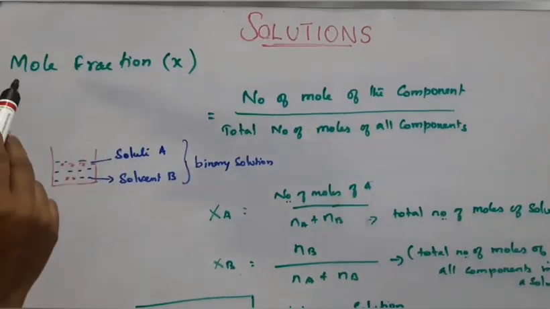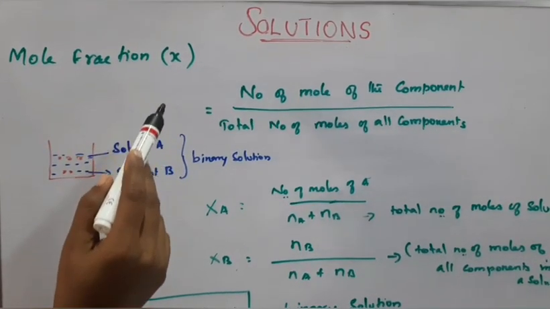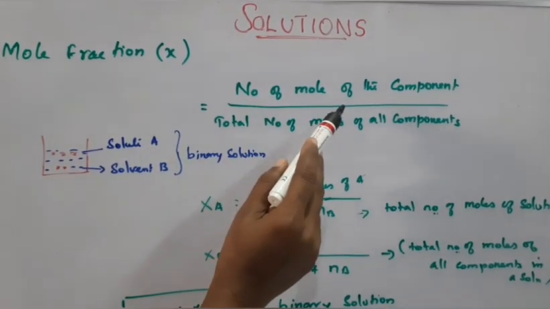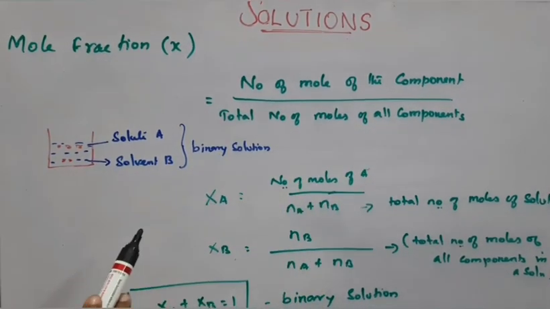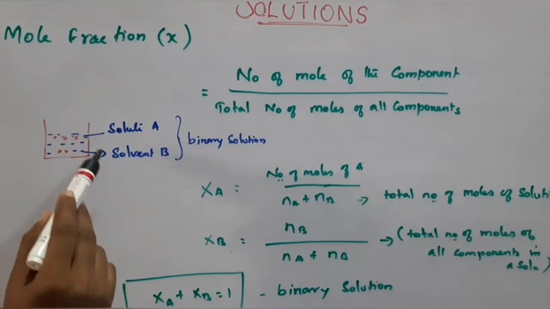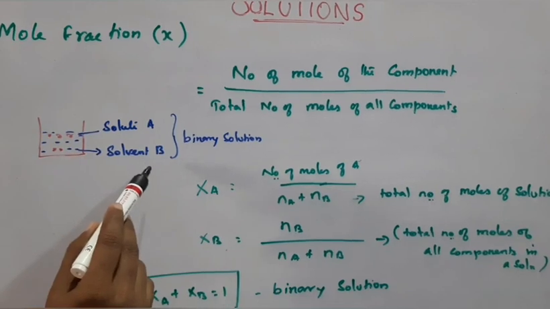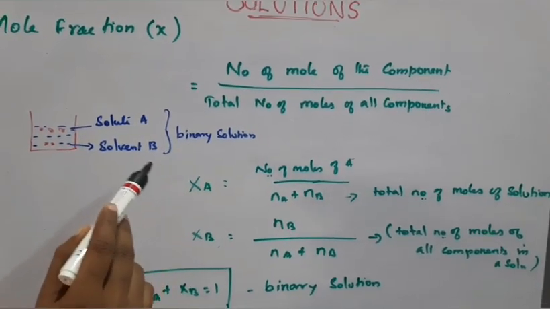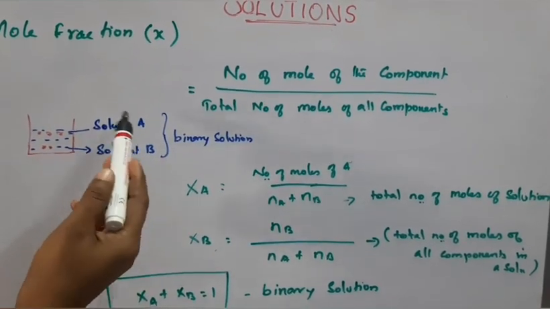Next one, mole fraction. It is expressed as x. Mole fraction means the number of moles of the component divided by the total number of moles of all components. Suppose a solution contains both solute A and solvent B. That is called a mixture of binary solutions. The fraction of B is more compared to that of A.